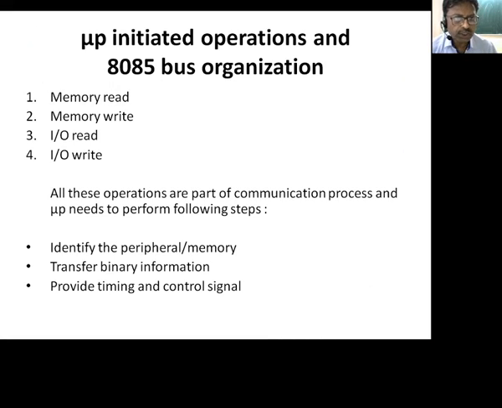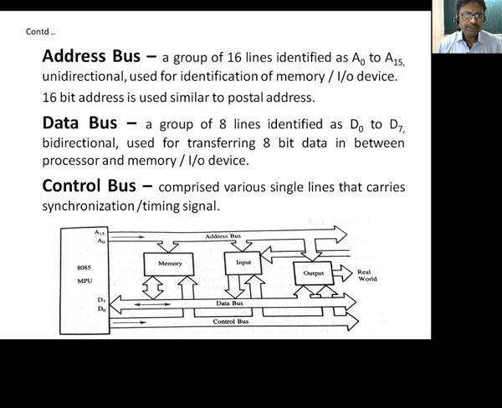So to do the microprocessor initiated operations such as memory read, memory write, input output read and input output write, the microprocessor uses these communication lines called buses: the address bus, which is used to carry the address; the data bus, which is used to carry the binary information in the form of data or instruction; as well as the control bus, which is used to carry the control signals or timing signals from the processor to the other devices. So the address bus and the control bus are unidirectional, but the data bus is bidirectional.